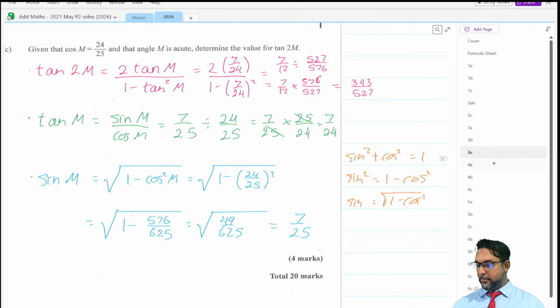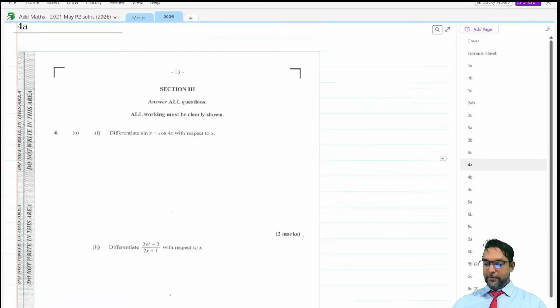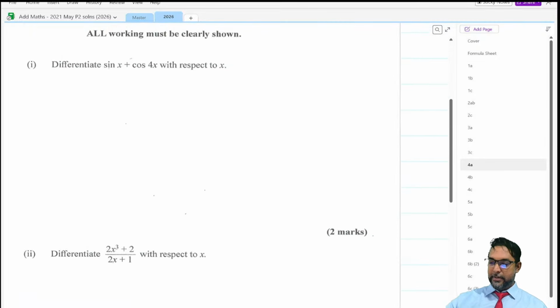Alright, can I go on to 4 now? Alright, differentiate sine x plus cos 4x with respect to x.